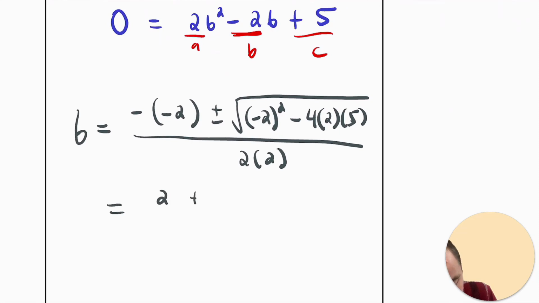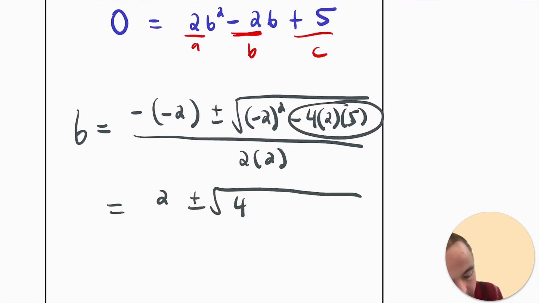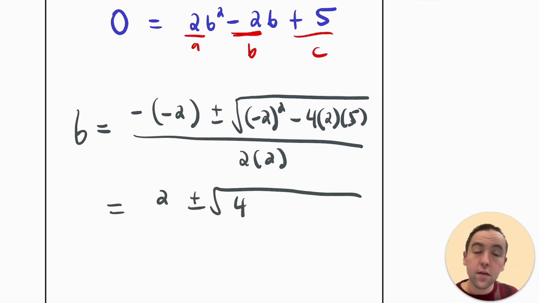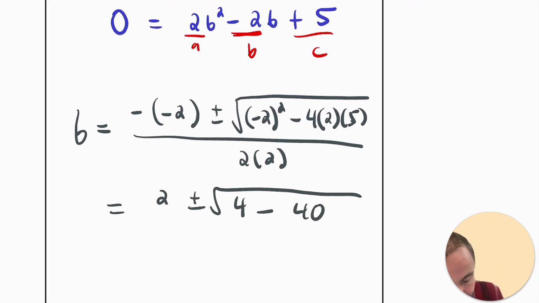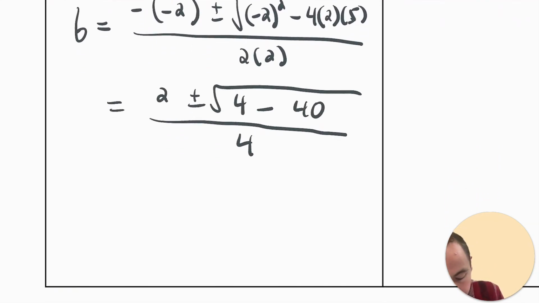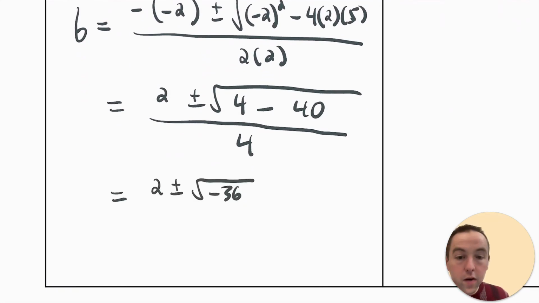All right, so with that then, just doing the simplifying here, that part right there is negative of negative 2, which will give you a positive 2, plus or minus the square root of negative 2 squared gives us 4. And then you'll notice right there, negative 4 times 2 times 5 is going to give us a negative, because there's only one negative in there, and it would be 40, so minus 40. And that's going to be all over 2 times 2, which is 4. All right, so what we end up getting then is 2 plus or minus the square root of 4 minus 40, and that's going to be all over 4.